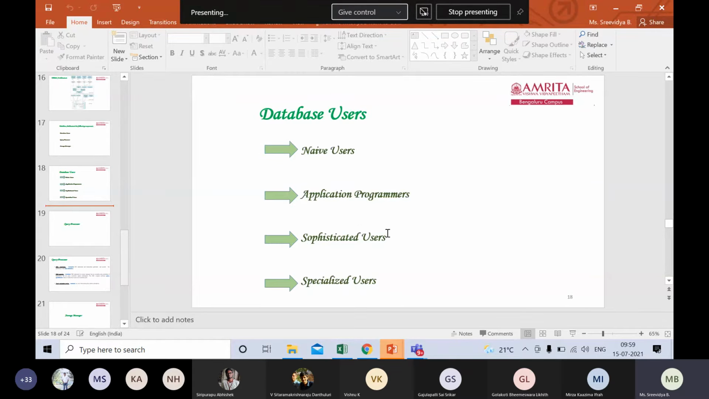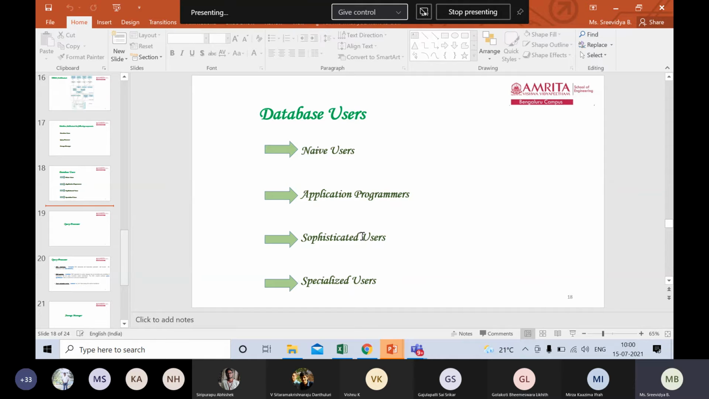Coming to the sophisticated users, think about not only the regular insertion and deletion of data. Besides insertion and deletion of the data, they would also try to optimize your data. They would think about optimizing your data. That part is taken care of by the sophisticated users.